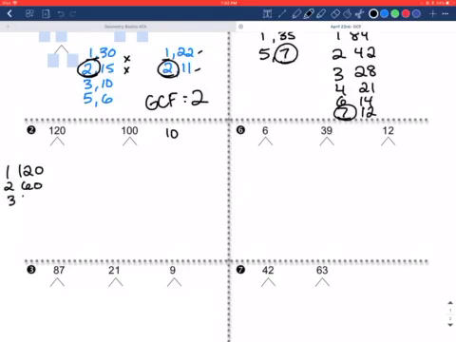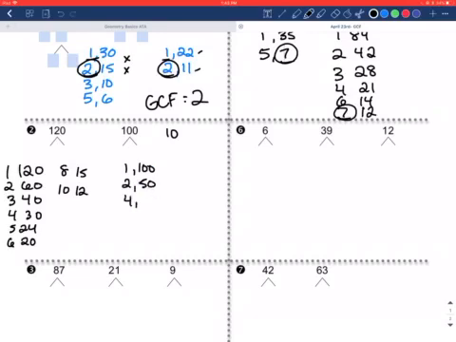see 1 and 120, 2 and 60, 3 and 40, 4 and 30, 5 and 24, 6 and 20. I'm going to keep going. 7 does not work. 8 and 15, 10 and 12. And then if I keep going any further than that, it will not work, and those numbers start to flip. So then we'll do the same thing with 100.